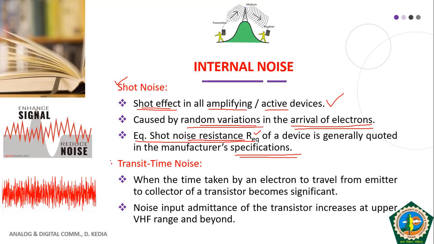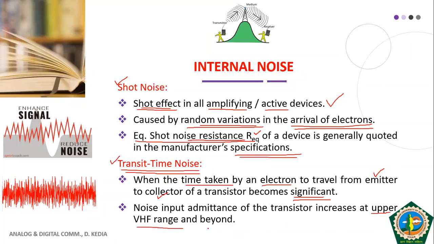Fine. Next is your transit time noise. It is also associated with the flow of electrons, or related to the traveling of electrons from one terminal to another terminal. So we know that your electron travels from emitter to the collector in a transistor. Obviously, as it travels from emitter to collector, it will take a certain time. If that time taken by the electron becomes significant, then transit time noise will occur, and that time will become significant at high frequencies.